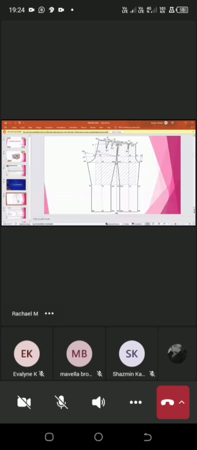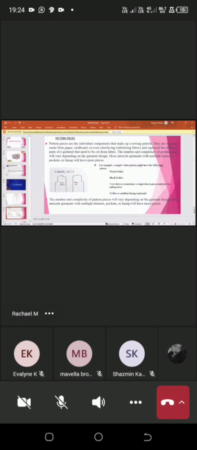Okay. So we're also going to talk about the pattern pieces. Alright. So in our pattern pieces, these are individual components that make up a sewing pattern. So they are typically made from paper. Also they can be made from cardboard and also from interfacing, and they represent the different parts of a garment that need to be cut from a fabric. So the number of pattern pieces will vary depending on the design of the garment.